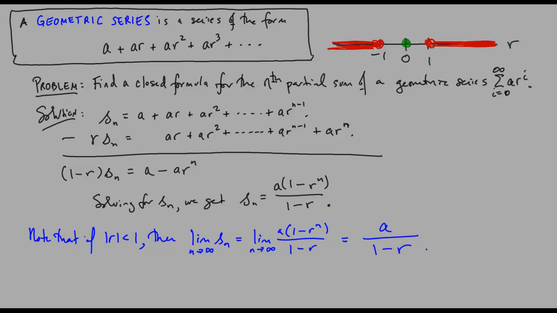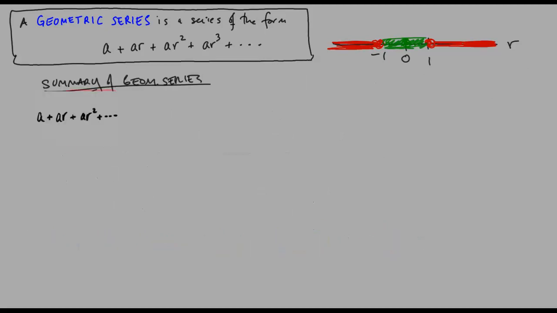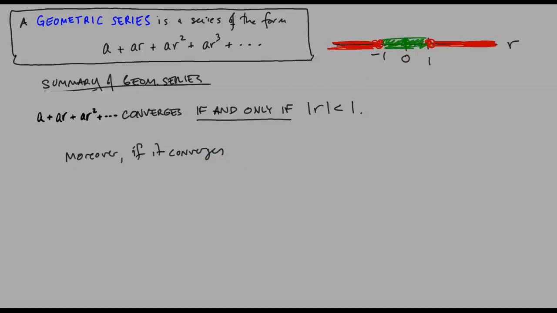Good. So if I was to fill out my picture, now I know that we get convergence for any value of r between -1 and 1. Let's summarize what we have discovered. Given any old geometric series, that's the general form for a geometric series, such a series converges if and only if r lies in this region. That is, if and only if the absolute value of r is less than 1. Moreover, if it converges, it converges to a over 1 minus r. This famous formula you should commit to memory.